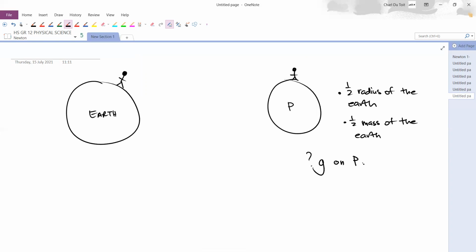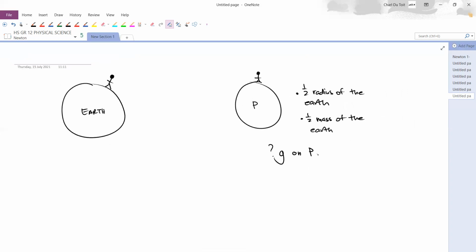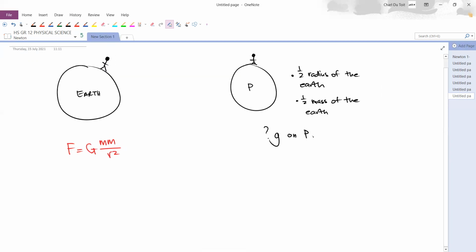Remember, the lower the mass, the lower the force, the lower the radius, the higher the force. So there's a way of doing it. I'm going to show you exactly how. You're going to use Newton's universal gravitational formula. It's G times M m over r squared, and that is true for the Earth. Very important: the force that the Earth exerts on you is basically the same as mg, the mass times the gravitational acceleration. That is big G M m over r squared.